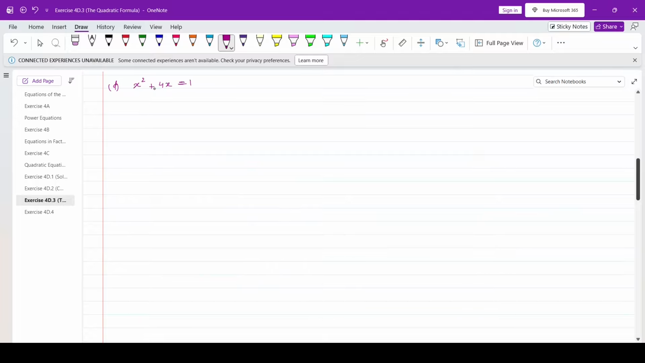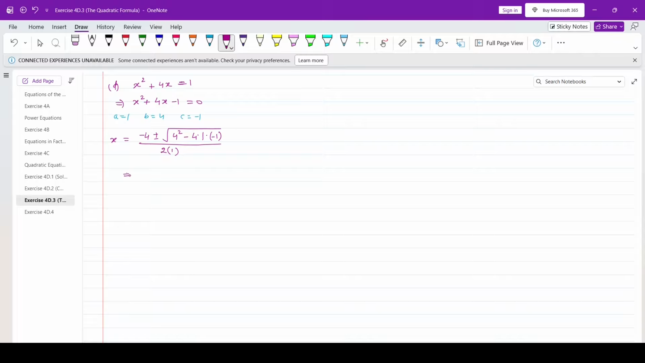D is x² + 4x = 1. So we can rearrange this equation in the form x² + 4x - 1 = 0. We can say a is equal to 1, b is equal to 4, and c is equal to -1. By plugging the values of a, b, and c into the formula of the quadratic equation solution, we get x is equal to negative b, that is -4, plus or minus the square root of b², that is 4², minus 4 times a, that is 1, times c, that is -1, divided by 2 times a.